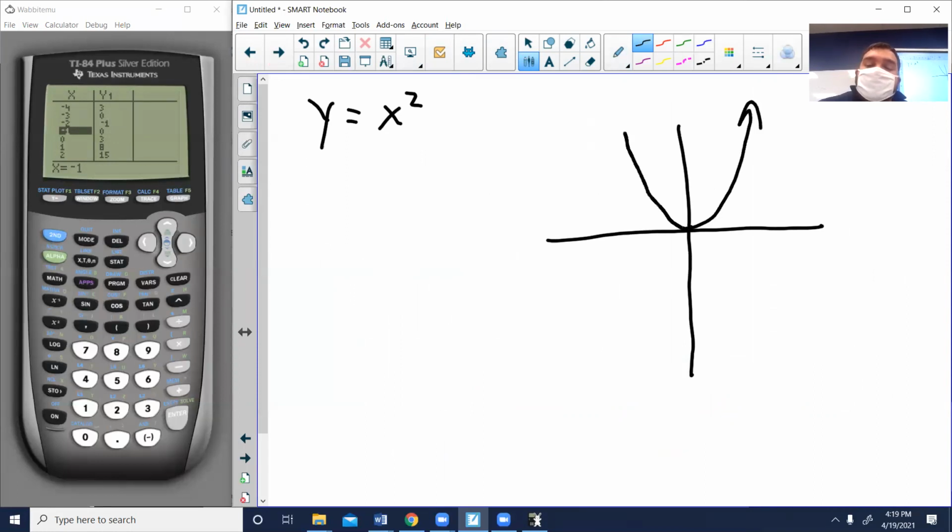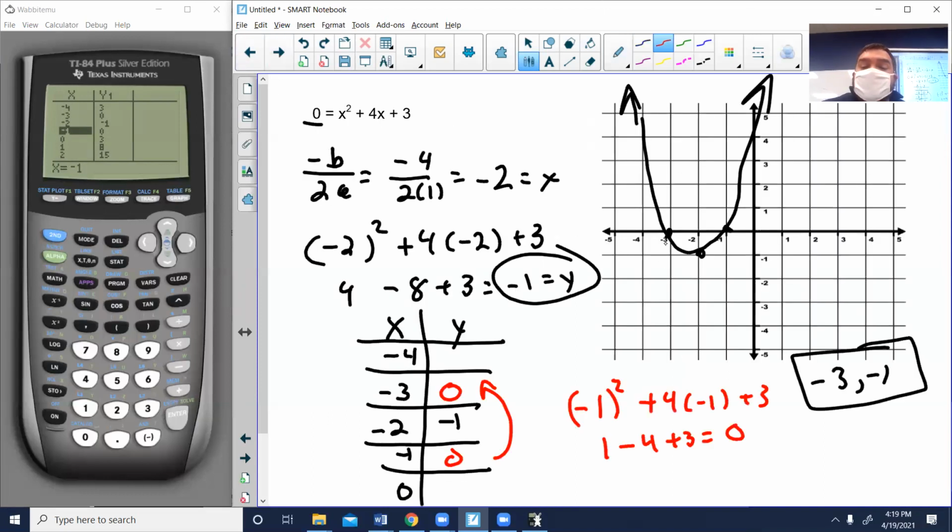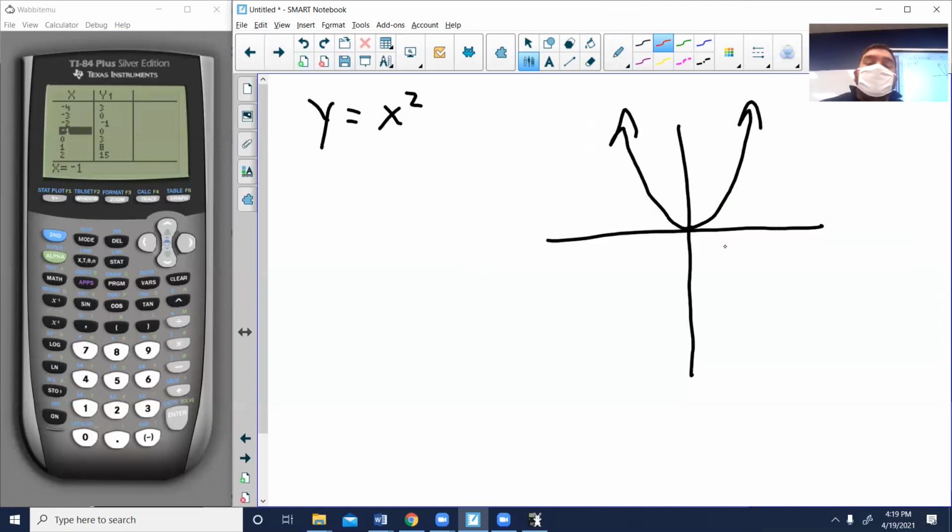Now, in the previous question, let me just scroll back for a second. It's where it hits the x-axis, and it hits the x-axis twice. In this scenario, how many times does it hit the x-axis here? Once. So if it hits it only once, what does that mean? How many answers do you have? One. In this case, it's 0.